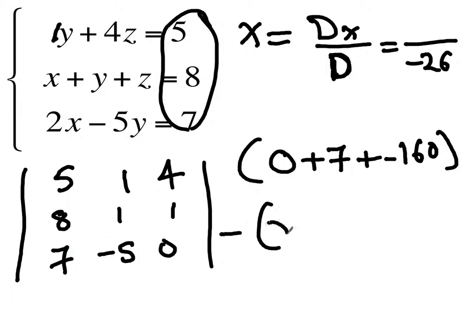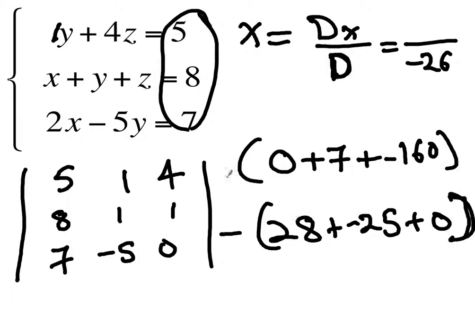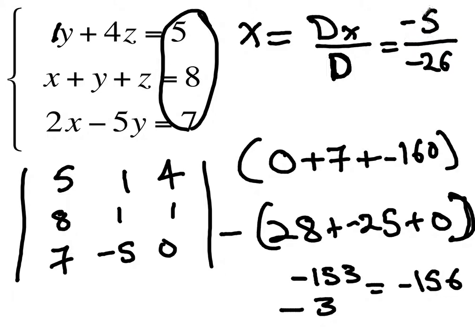4 times 1 times 7 is 28. 1 times negative 5 times 5 is negative 25. And then 0 times anything is 0. So 7 plus a negative 160 is negative 153, minus a positive 3. So we've got negative 156. So that's what X is equal to, negative 156.